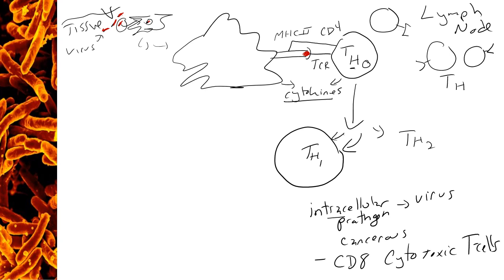So at this point, we've activated a helper T cell, and the helper T cell's job is to decide what does the body need and to go off and activate it to make it happen. What helper T cells do is, now that we have a Th1, it's going to produce a different set of cytokines. And those cytokines are going to come up here and tell this dendritic cell, you're going to need to represent that antigen on the other type of MHC molecule.